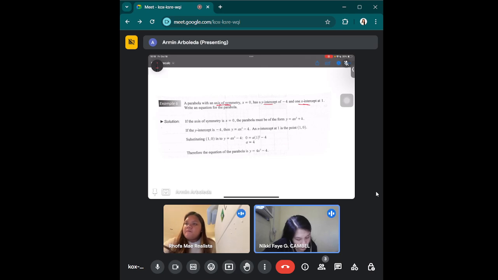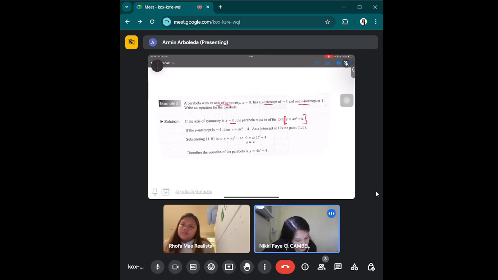So, here's the solution. If the axis of symmetry is x equal to 0, the parabola must be of the form y = ax squared. Pag yung axis of symmetry daw is x is equal to 0, or the y-axis is the axis of symmetry, you can use this as the general form.